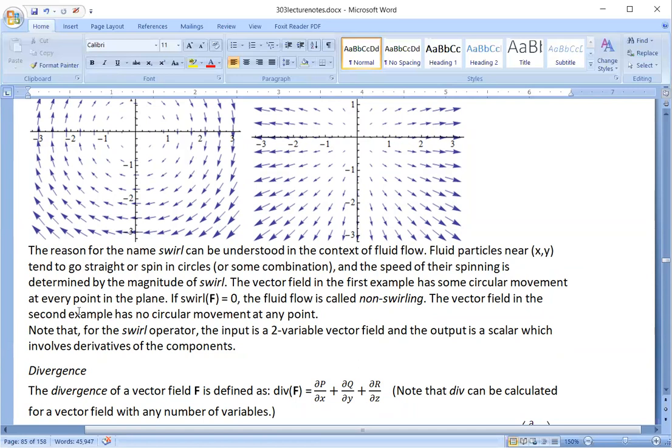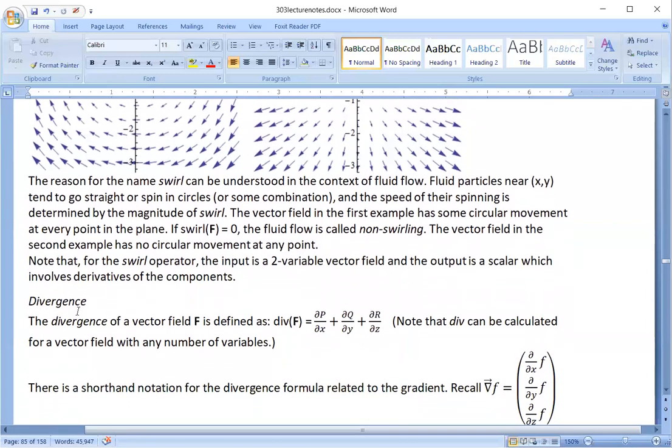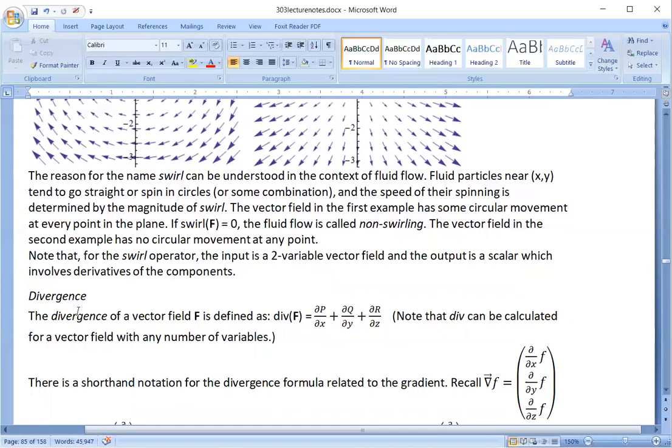Now that I've given the basic definition, it turns out that there is a shorthand notation for the divergence formula. And amazingly, it's connected to the gradient. Gradient seems to pop up everywhere. So first of all, recall that the gradient of a function looks like this. We take d/dx of f, d/dy of f, and d/dz of f. I'll work this all out in 3 coordinates.